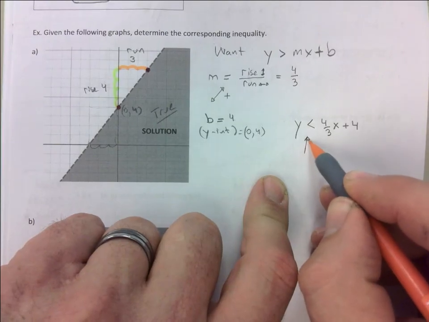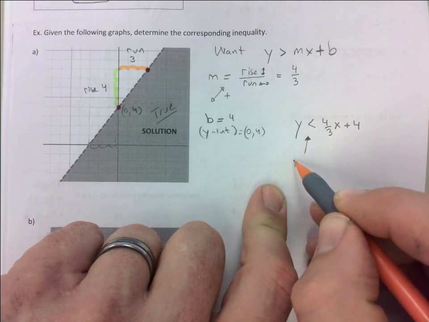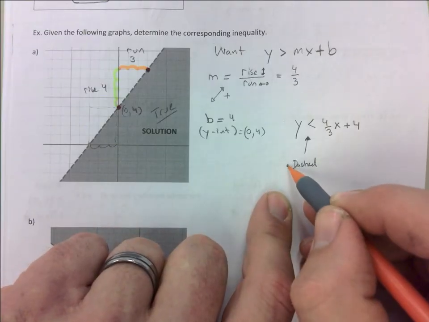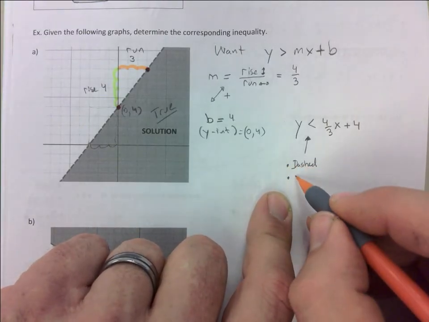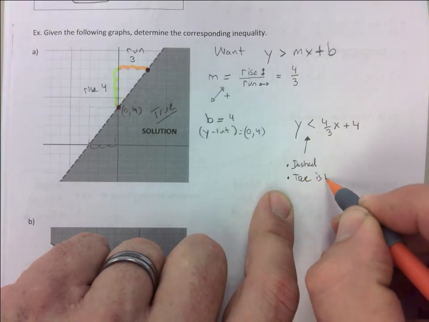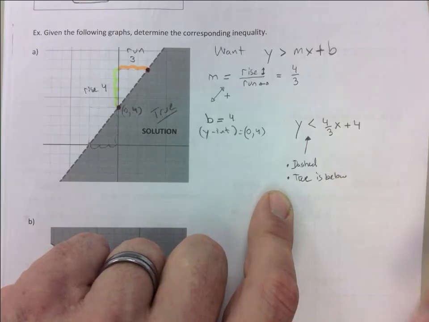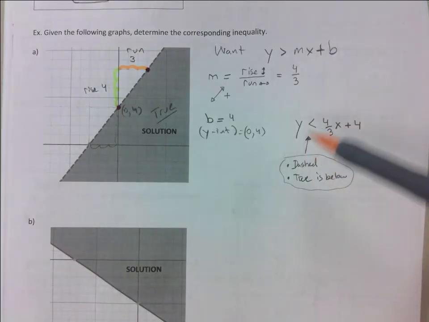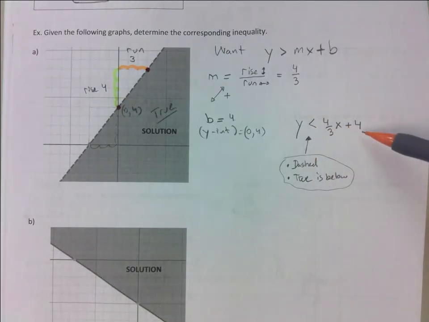The reason I came up with that inequality is because it's a dashed line. That's the first. And the second one is that the true region is below. That's how I came up with the symbol. So you've got to have the symbol, the slope, and the y-intercept to do that.